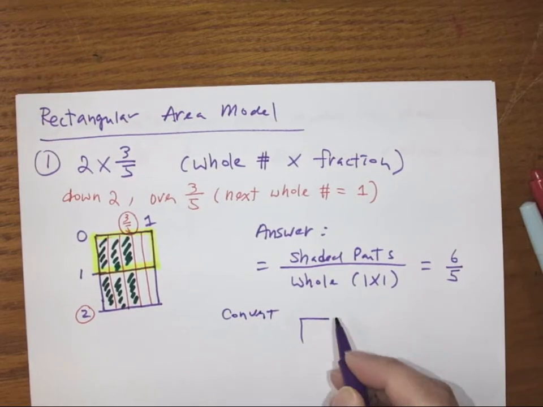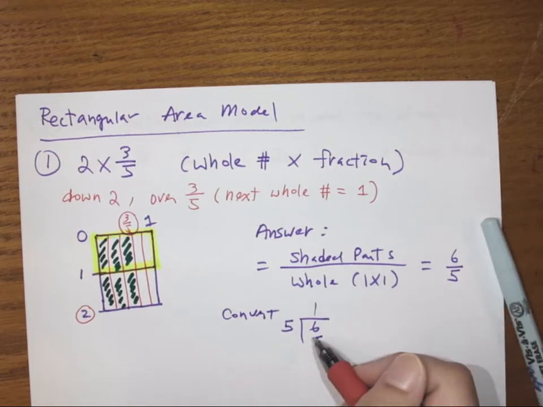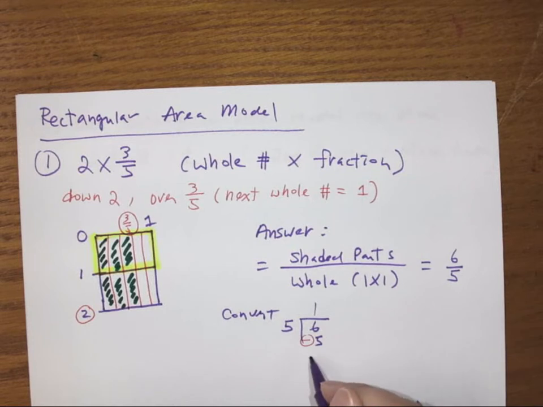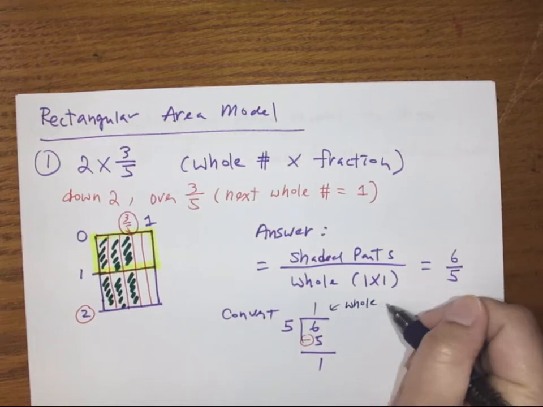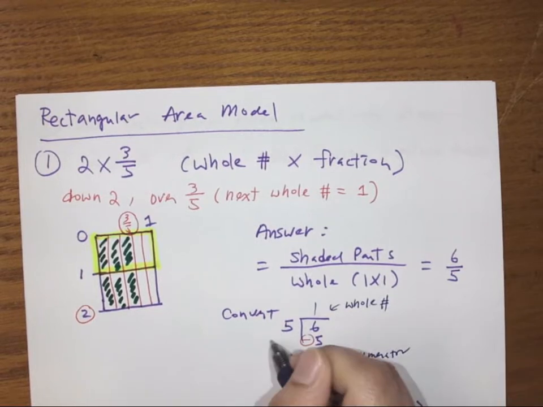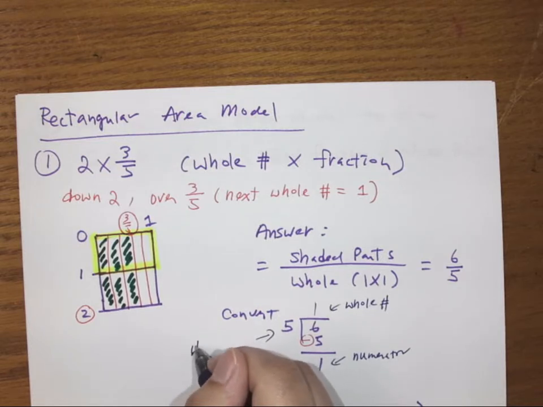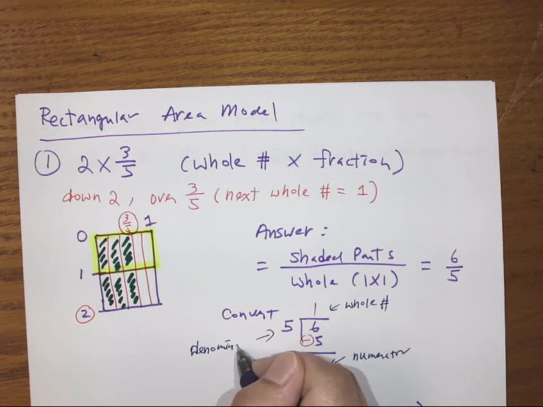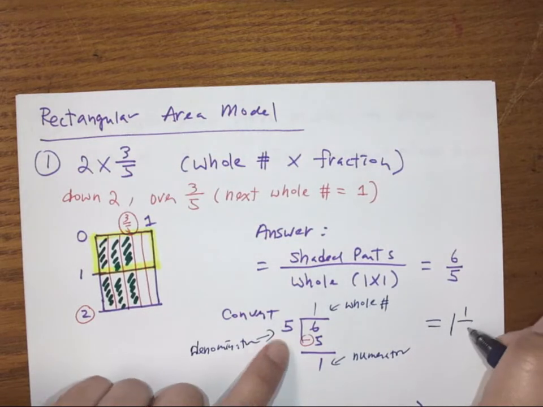So when I convert, my dividend is 6, my divisor is 5, times 1 is 5. Subtract that. My remainder is 1. And if you're doing a test or homework, make sure you label it. This is your whole number. This is your numerator. And over here, you have your denominator. So my final answer would be 1 whole, 1 out of 5.